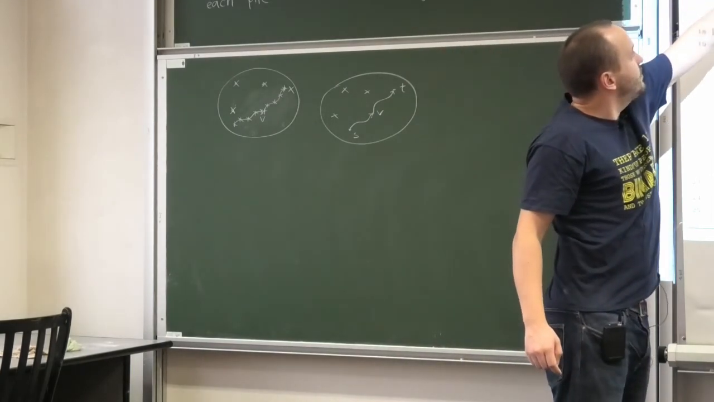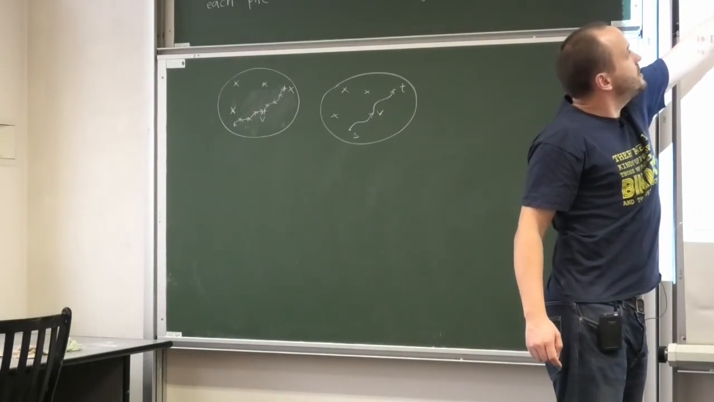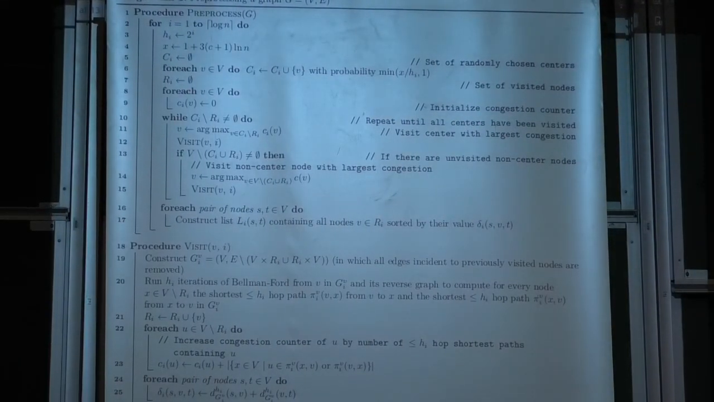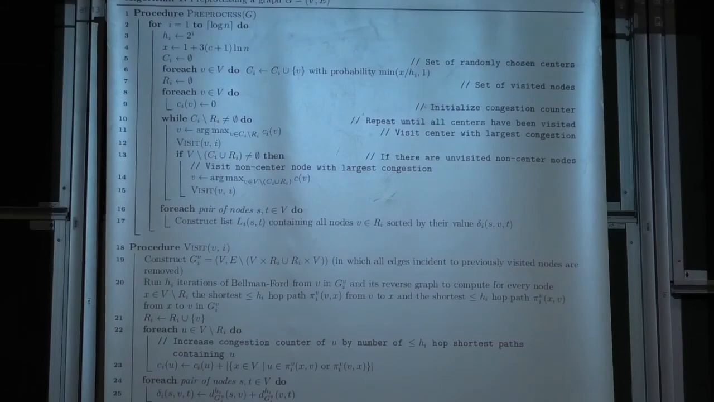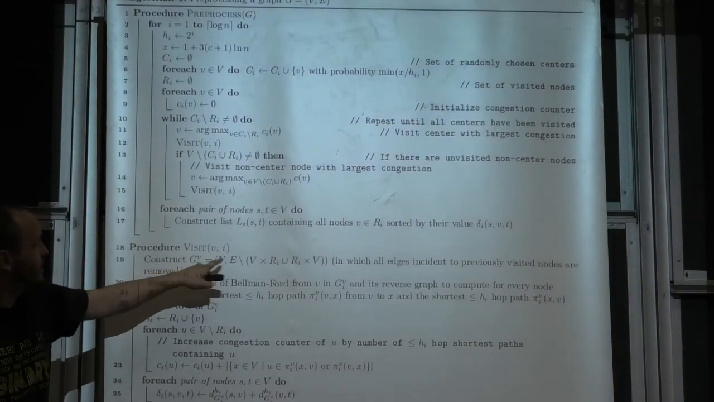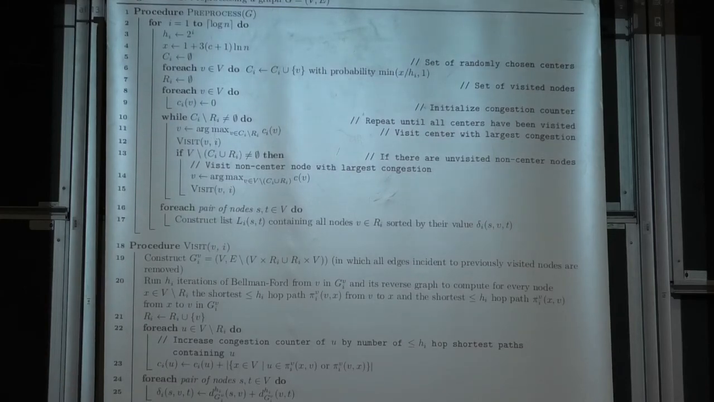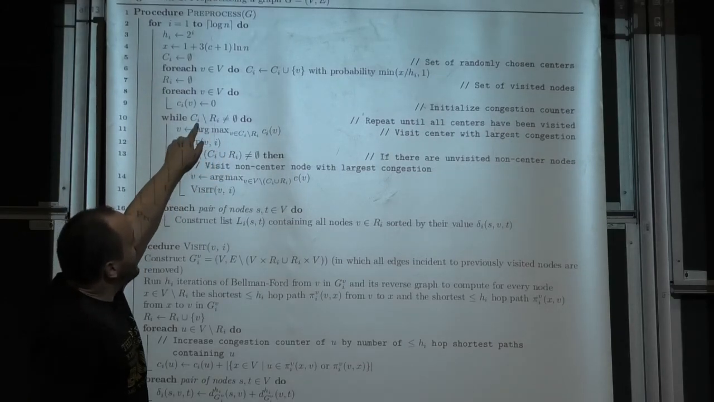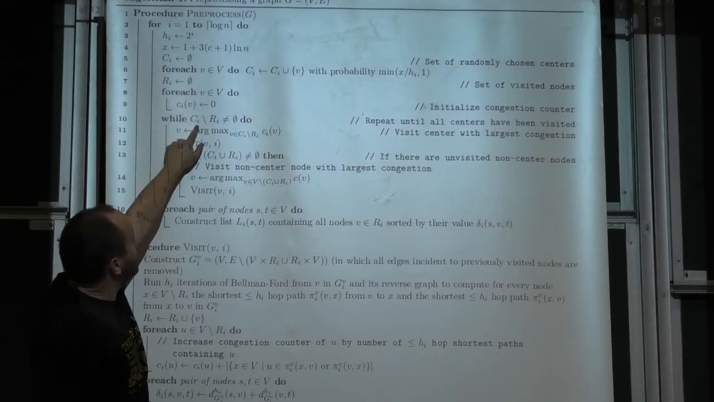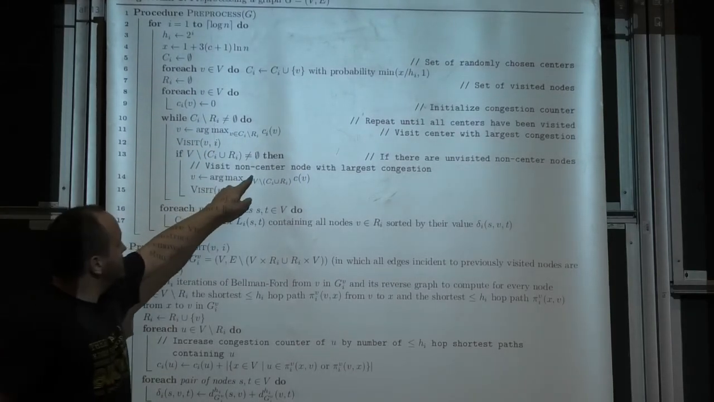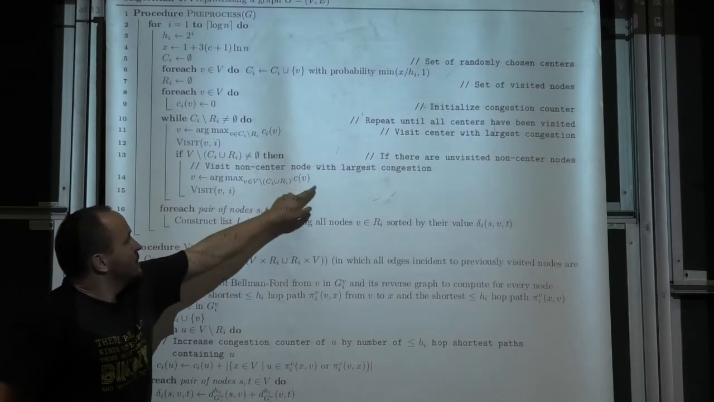So that's when we visit: we took the one with largest congestion, we visited it, and now we've removed it from this graph here. So next time we call this visit function, v is removed. Now we check, so here we chose a center vertex, one of these sampled vertices with largest congestion. Then we also check, is there a non-center node with largest congestion?